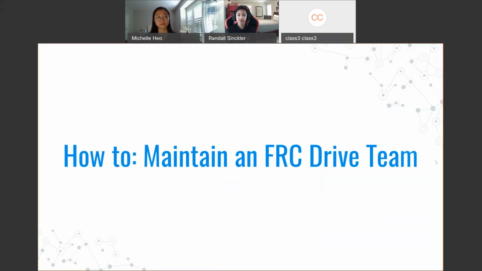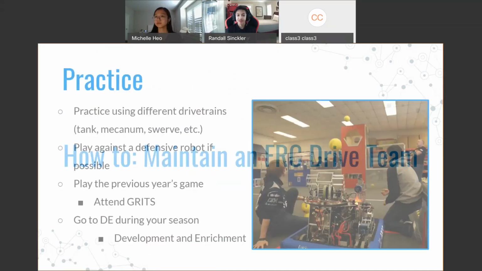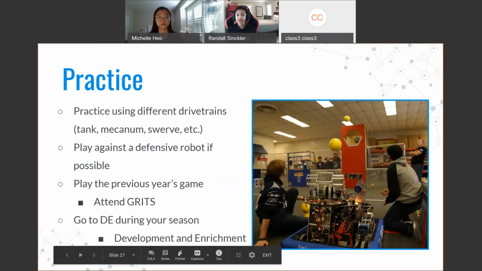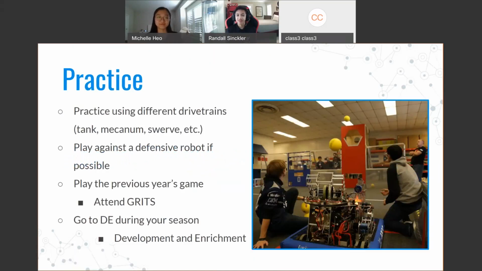So next, we'll cover how to maintain an FRC drive team. So I'm sure many of you have heard the phrase, practice makes perfect, and although it may be overused, it's still very true, especially when it comes to drive team practice.